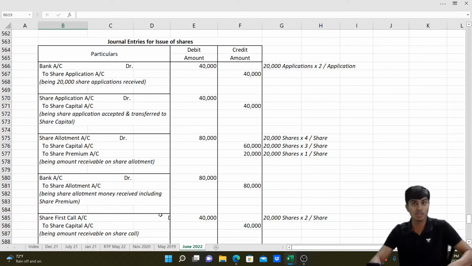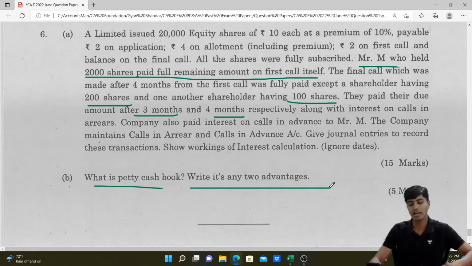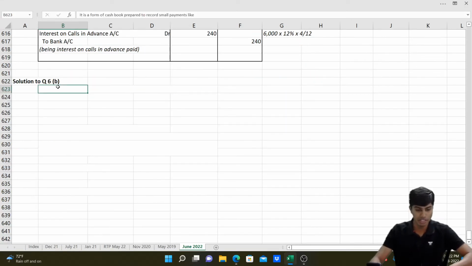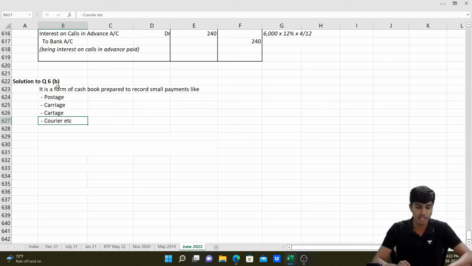We are now left with only one teeny tiny question. It's actually teeny tiny because they've asked what is petty cash book and write any two advantages. I'll write all of them that's there in the material. Petty cash book is a form of cash book which comprises all small payments like cartage, coolie, postage, and courier, etc.